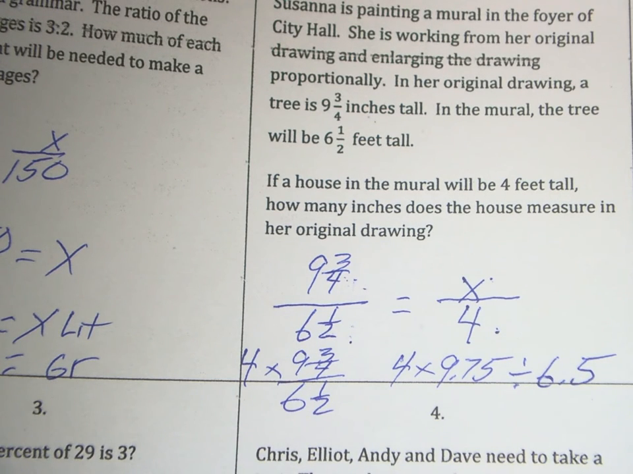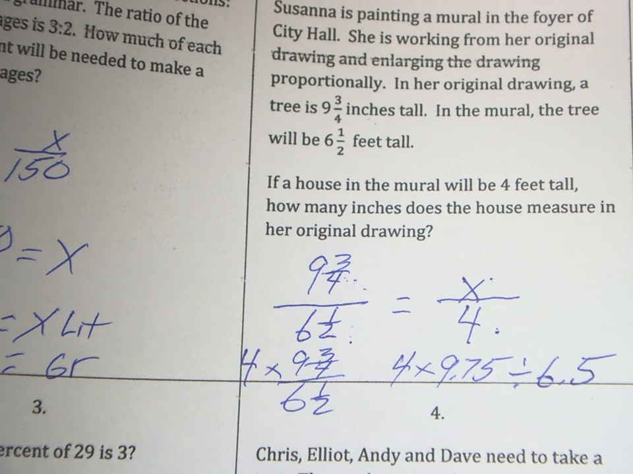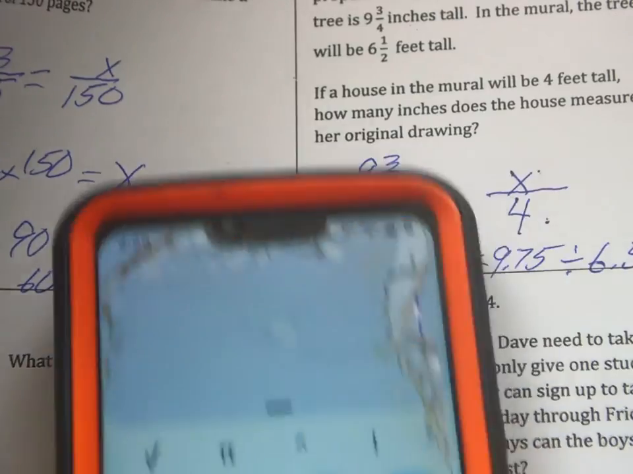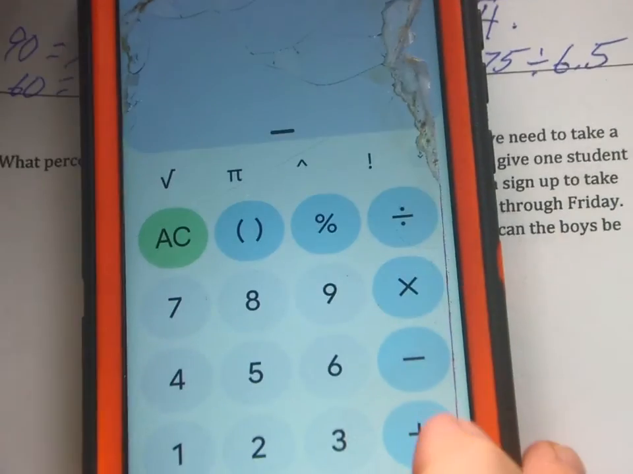Let me try it on my calculator. I've got to get out of here. Well, how am I going to get out of here? You know what? I'll do it on my phone instead. Calculator. Calculator is here. Can you see that? Well, you don't have to see. You have your own calculator.